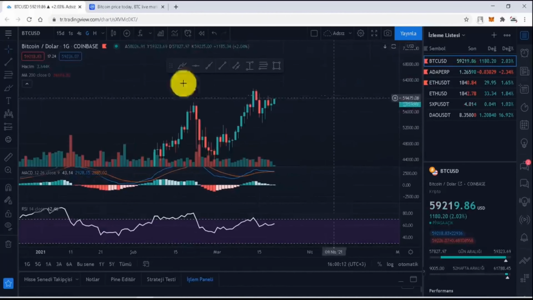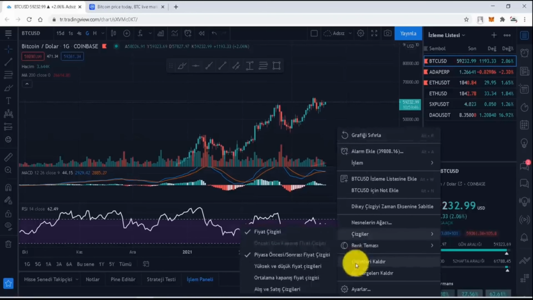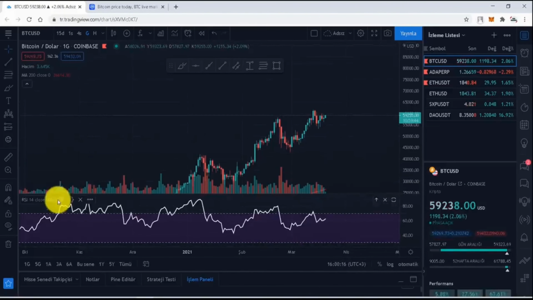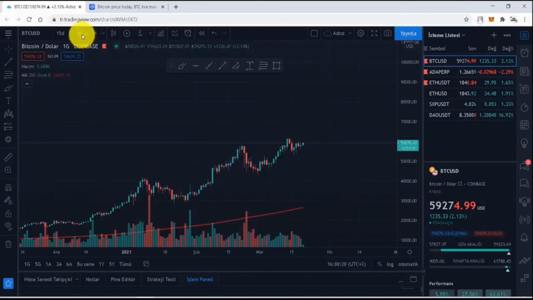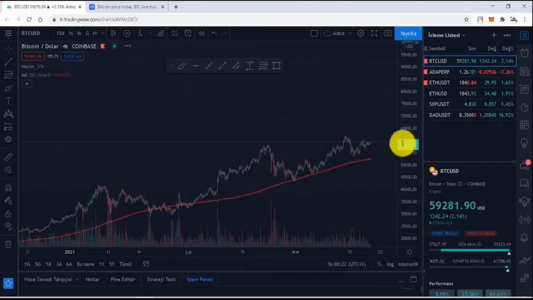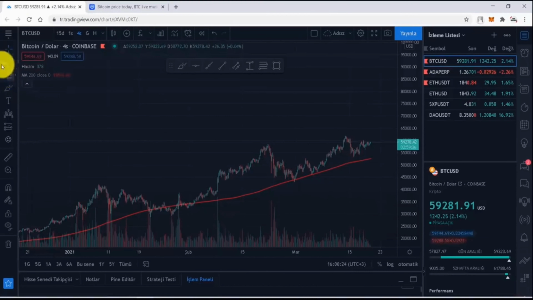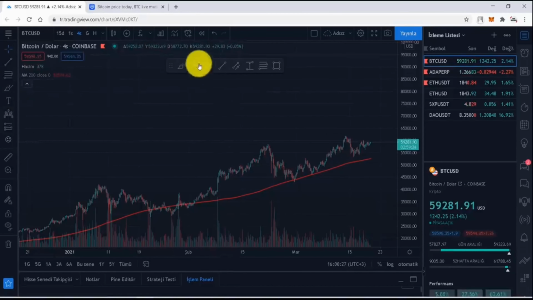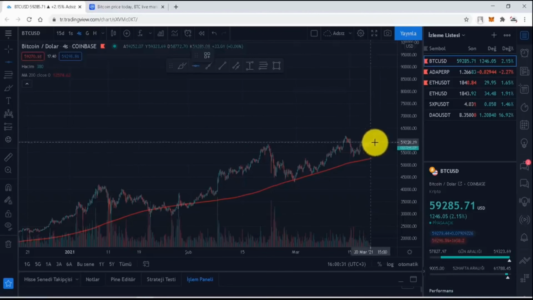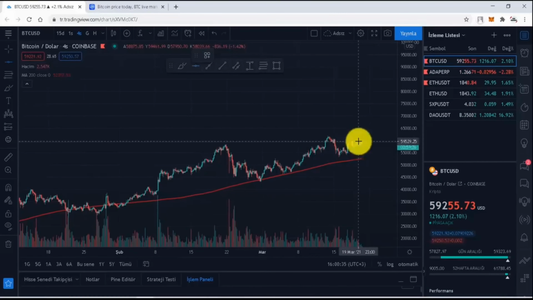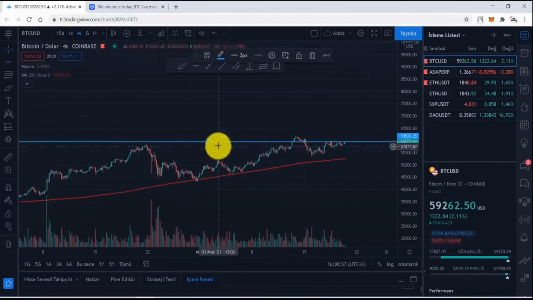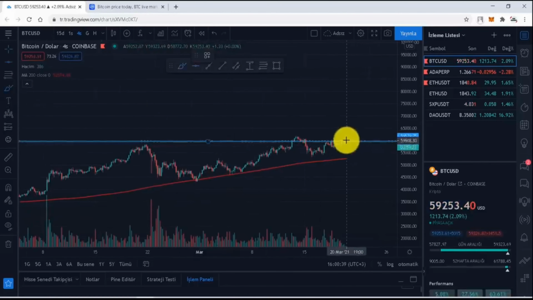What can we do with Bitcoin right now? Let's briefly summarize this as well. I will also turn off these indicators. We quickly went over this. What can we do with Bitcoin? Let's say you don't have any Bitcoin. What would you do? You wouldn't buy Bitcoin at the exact middle price. Why? This is a resistance point. Look, a resistance point. When it breaks the resistance point, a purchase is made.